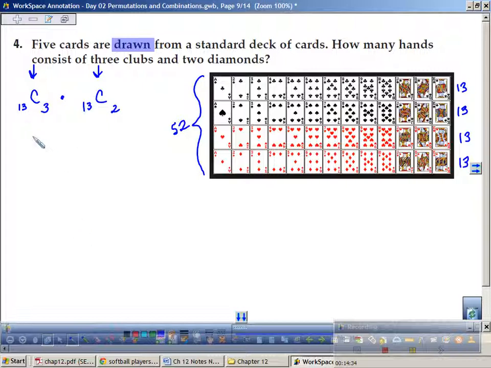So this one would be 13 factorial over 3 factorial, 10 factorial, and I'm going to multiply that by 13 factorial over 2 factorial. How many I'm choosing? 11 factorial. So if I do the math on this one, this would be 286, and this one would be 78, for a total of 22,308.